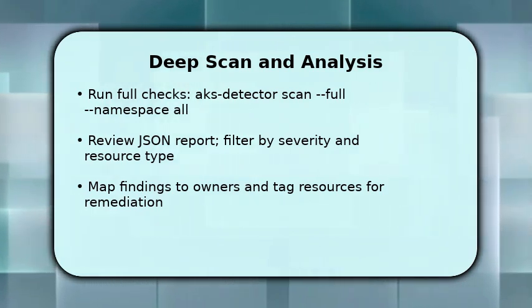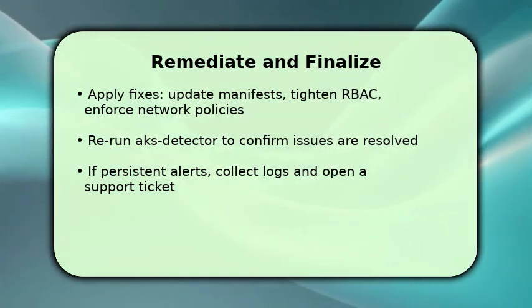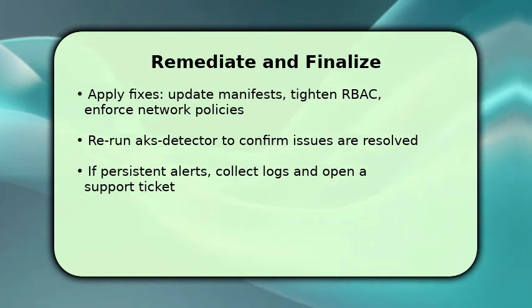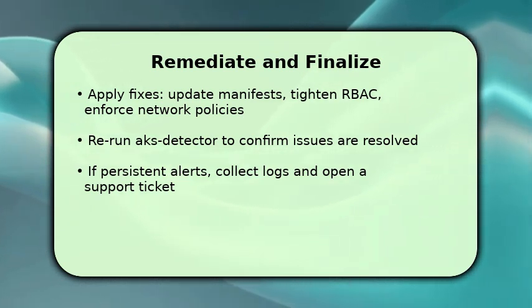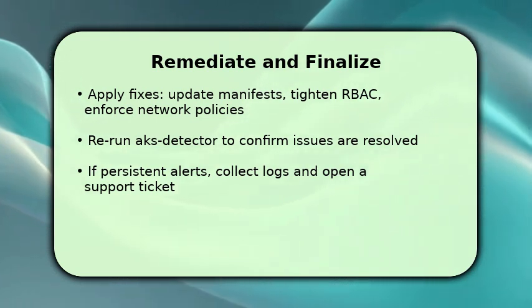prioritize fixes efficiently. Finish by applying targeted remediations, update manifests, fix misconfigured RBAC, and enforce network policies or image policies as needed. Once changes are deployed, rerun AKS Detector to confirm that alerts cleared and your security posture improved.